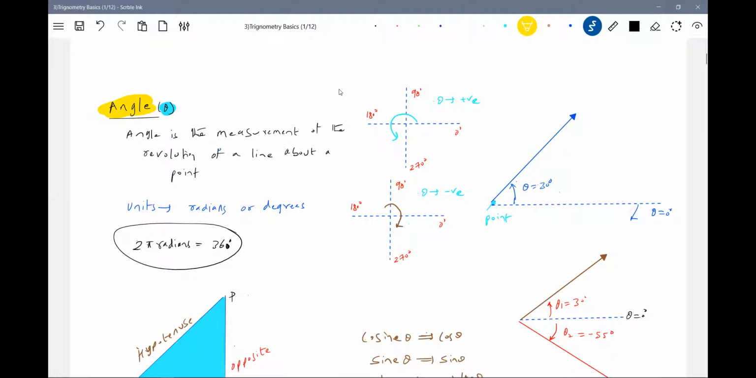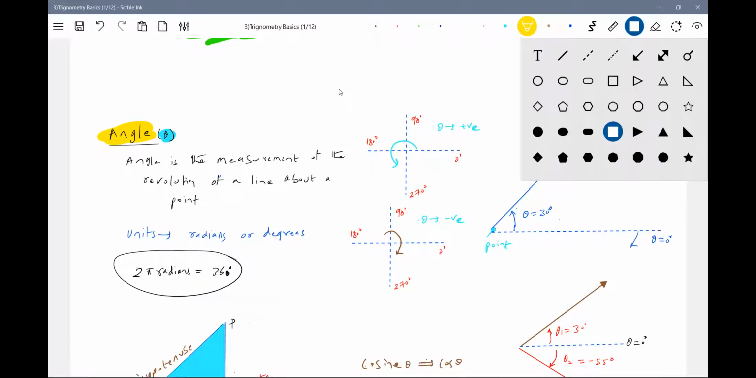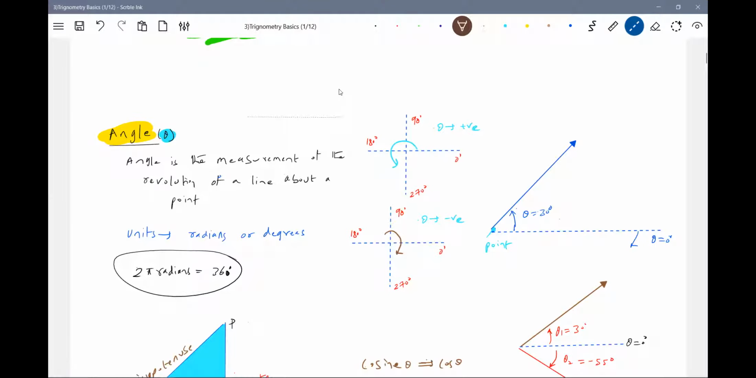Angle is the measurement of the revolution of a line about a point. What does it mean? What does it signify? About a point. So let me take this as the reference, and I'm going to rotate this. Look at the angle made by this particular arrow. That arrow is a line, and I'm going to rotate it about a point. Where is the point? This O is the point. About this point, this arrow is a line which I'm going to rotate.